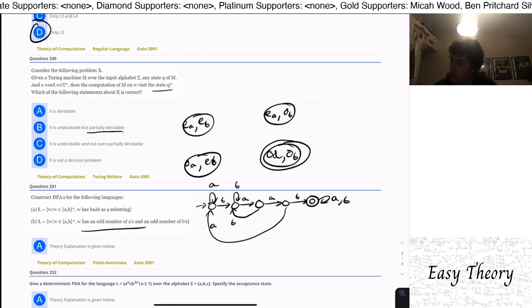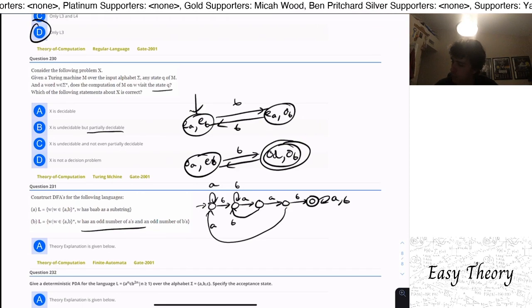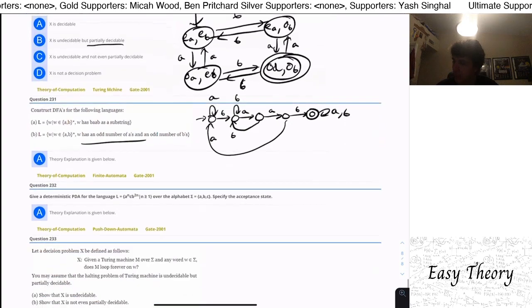So that's the only final state. That's the start state because the empty string has 0 of both. So B's go across and A's go up and down. So that's how you do that.